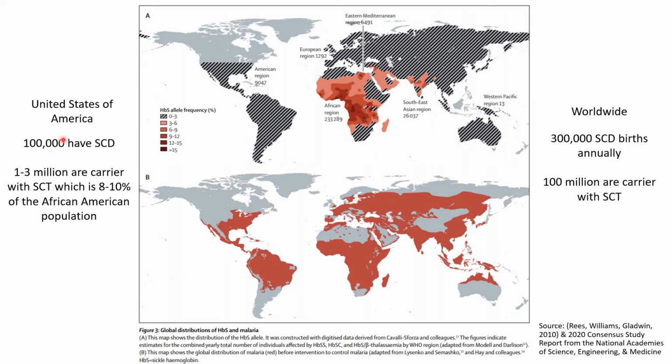So in the United States, there are 100,000 people that live with sickle cell disease. There's 1 to 3 million carriers that have the sickle cell trait but do not exhibit the sickle cell disease symptoms. And that is approximately 8 to 10% of the African American population, which I think is quite high. And worldwide, there are 300,000 sickle cell disease births annually, and most of those are heavily in Africa, and where these are occurring, people are not being genetically tested, and they're not being provided the medication and treatment to help people who are born with this disease.